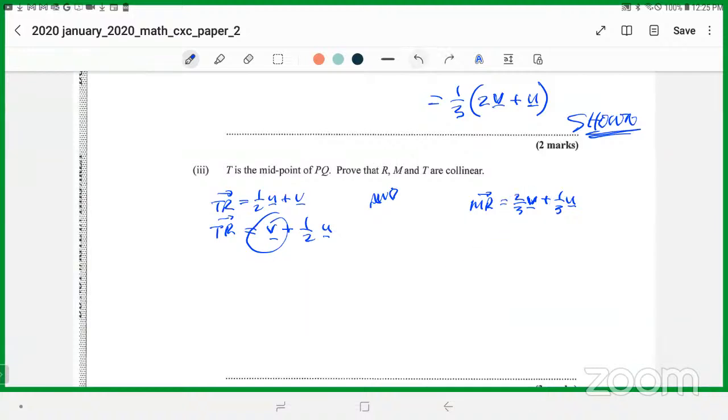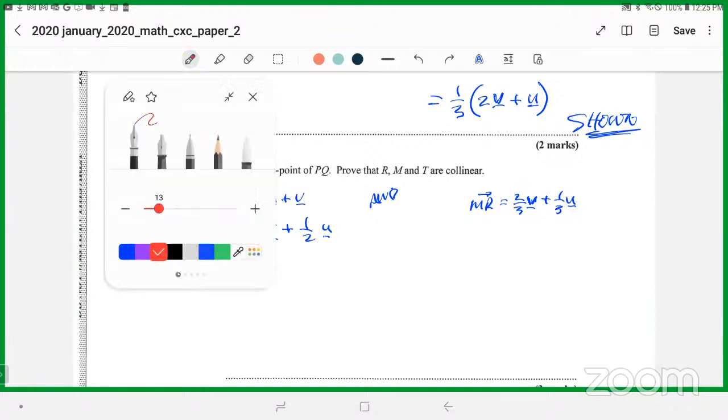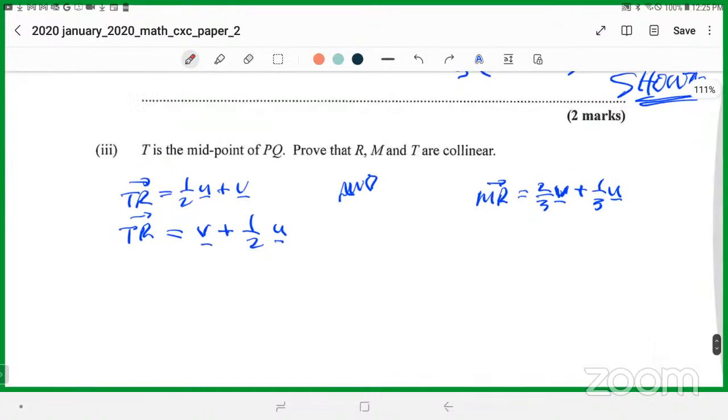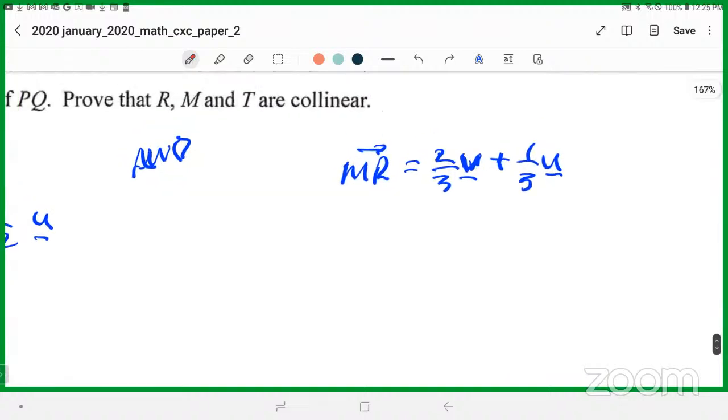All right. So I now want to show that these 2 vectors are parallel, and clearly the R is going to be my common point. That's how we prove collinearity. So tell me now, what do I do with those 2 vectors? We try and get rid of any fractions. Good. So how do I get rid of fractions out of this one first? What do I do with it?